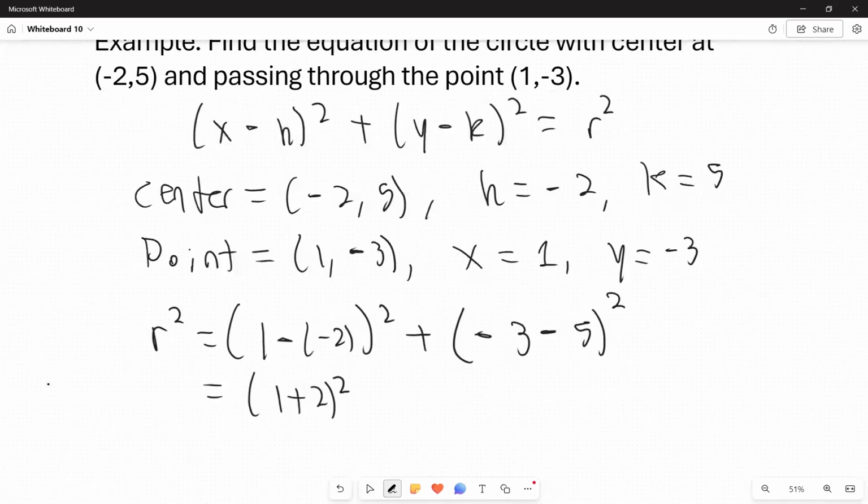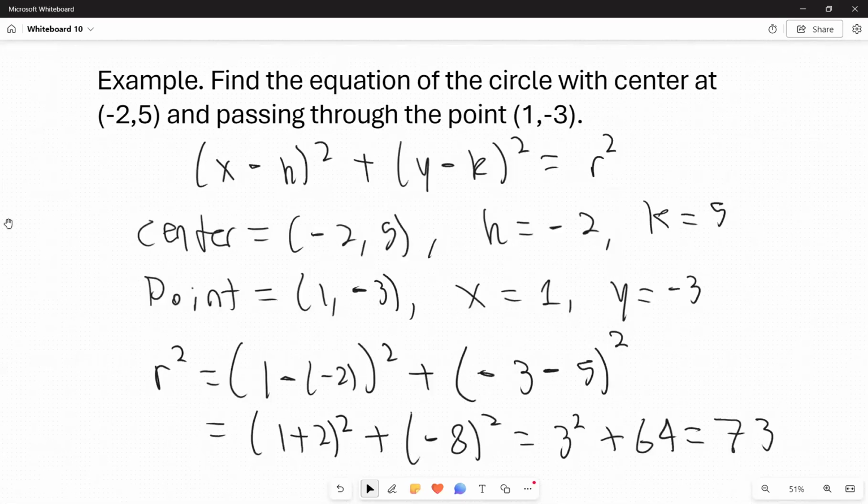And then plus -8 squared. But 1 plus 2 is 3. -8 squared is -8 times -8, so that's 64. And 3 squared is 9, so 9 plus 64 is 73.